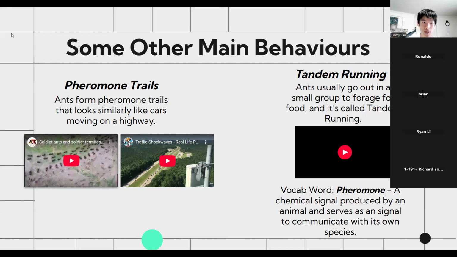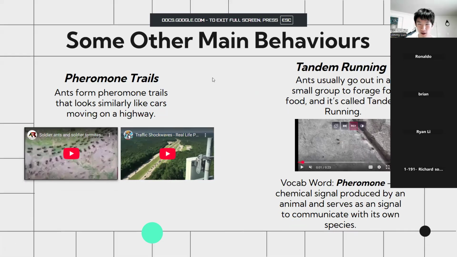So ants secrete this chemical that's sort of like a perfume, and it tells other ants what they should do, and it also tells other ants about things that are happening. All right, any questions before I move on?